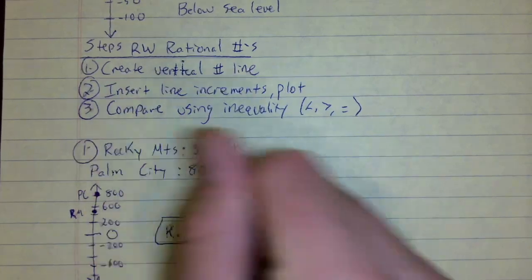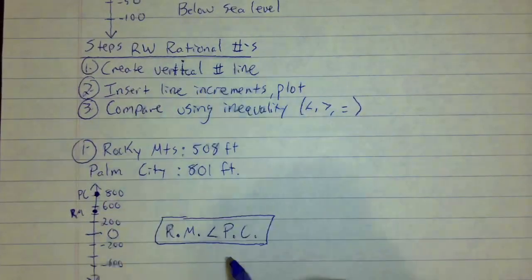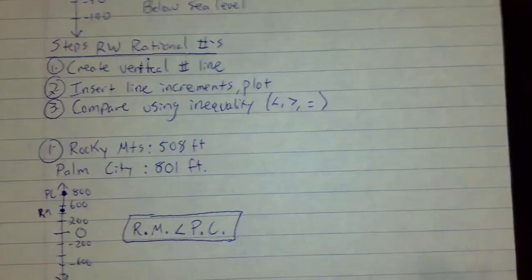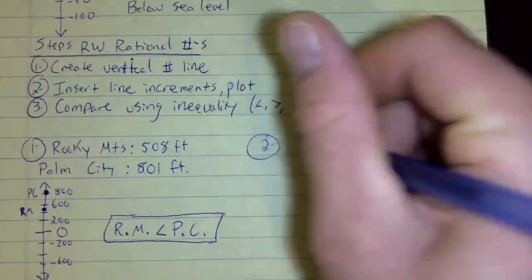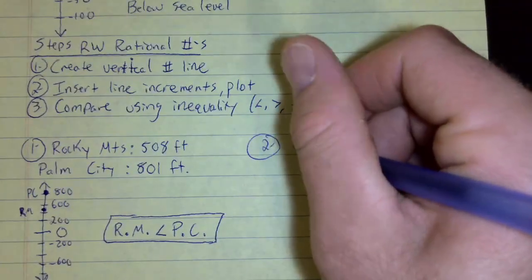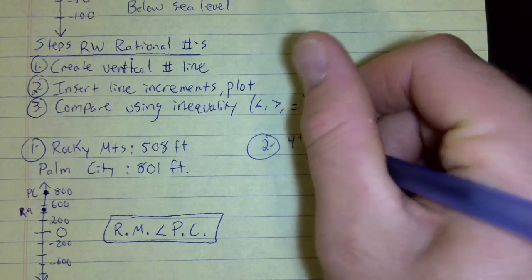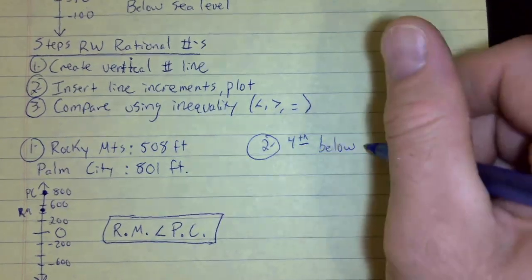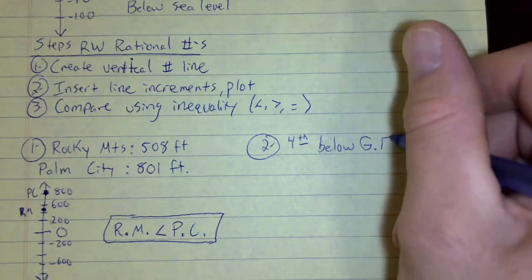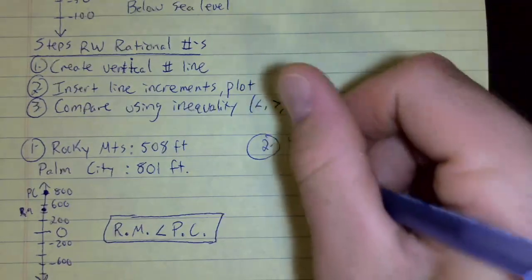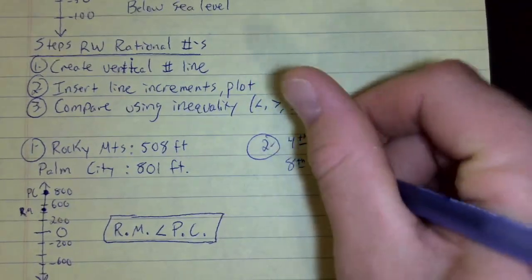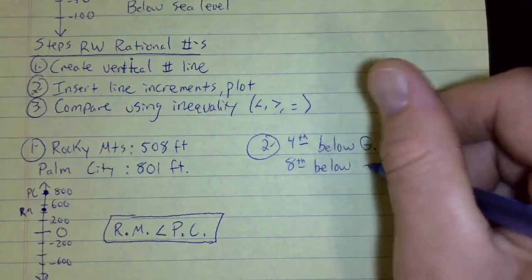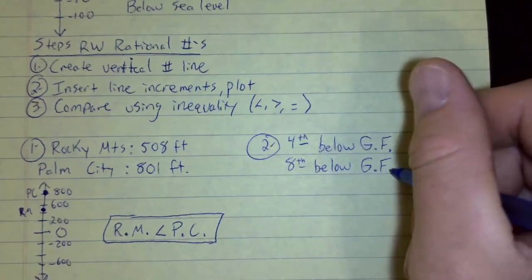That's it. Rocky Mountains is less than Palm City. Let's see another one. Let's see number 2. Number 2 is you're looking at an elevator. They're on floors. This is the 4th floor below ground floor, and then the other is going to be 8th floor below the ground floor.